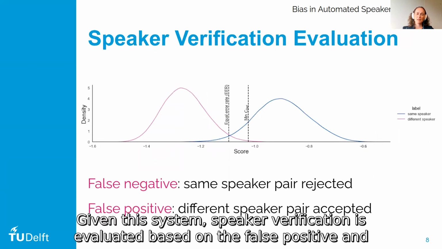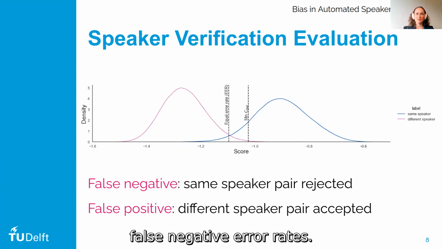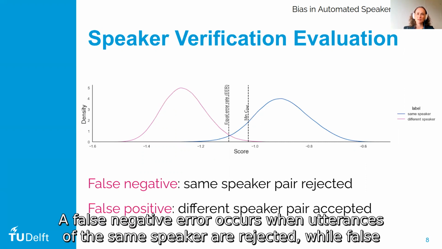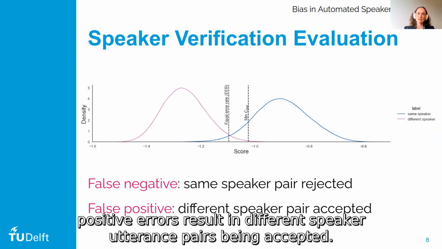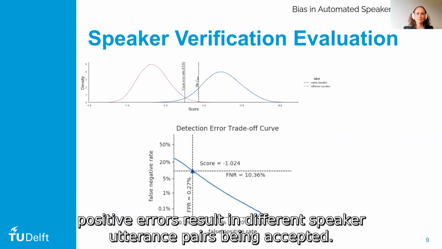Given this system, speaker verification is evaluated based on the false positive and false negative error rates. A false negative error occurs when utterances of the same speaker are rejected, while false positive errors result in different speaker utterances being accepted. So simply put, if I try to access my system and I get rejected, then that is a false negative error. If somebody else tries to access my system and they get accepted, that is a false positive error.